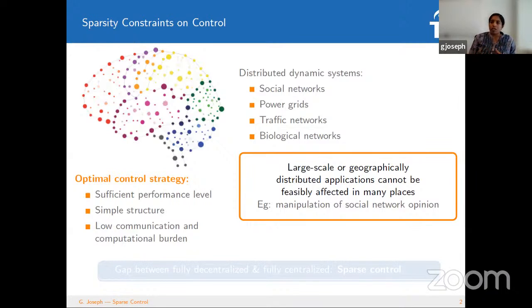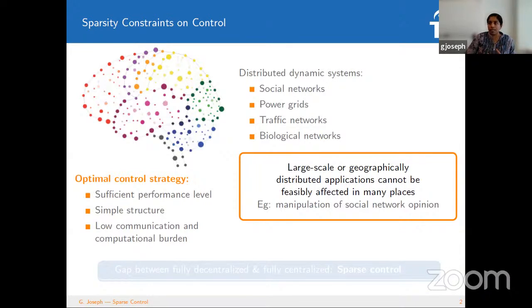So an optimal strategy to control such large networks involves a couple of conditions. First, we need a simple structure. You don't want a very complex control strategy. And we need a sufficient performance level. The performance level definitely depends upon the particular application. We also want low communication and computational complexity. If you have a network control system, your actuator could be at one point, and you'll be giving signals from another point. So you need a low communication burden. You need to work with low bandwidth wireless links. And you also obviously want to keep the computational complexity low.